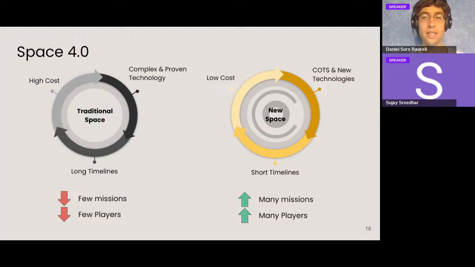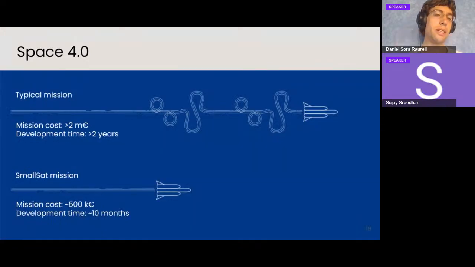So there's been a shift that you see here on the screen in paradigm in the space domain. Normally, as a baseline, it is difficult, obviously, to give specific numbers, but just to put you in context, typical missions used to cost more than units of millions or tens of millions. They used to go even to hundreds of millions. Development times were a few years, if not tens of years, if they were big scientific missions.